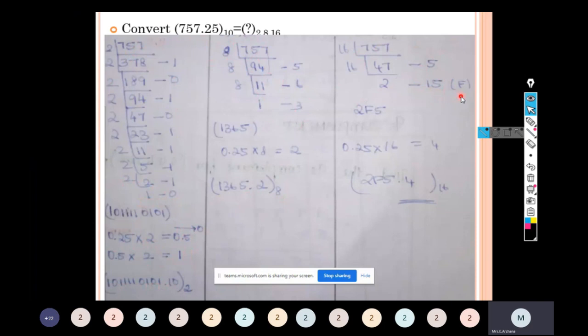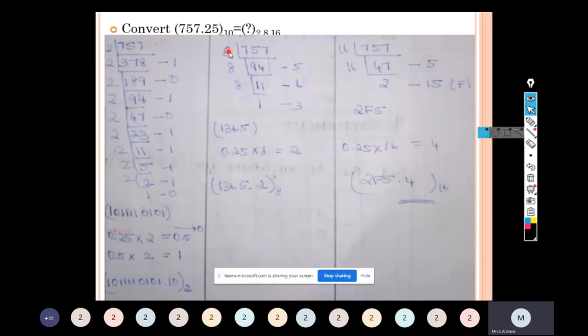When we go for the fractional part, 0.25, we successively multiply it by 16, so we will get the value 4. So the answer for this problem will be 2F5.4. We won't use the value 15; instead of 15, we have to use the equivalent alphabet, that is F. So with the help of a single problem, we have seen how to convert it into the equivalent binary value, octal value and hexadecimal value.